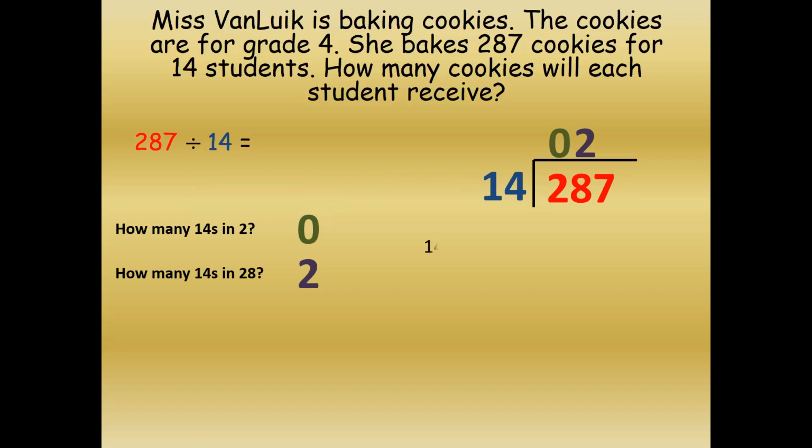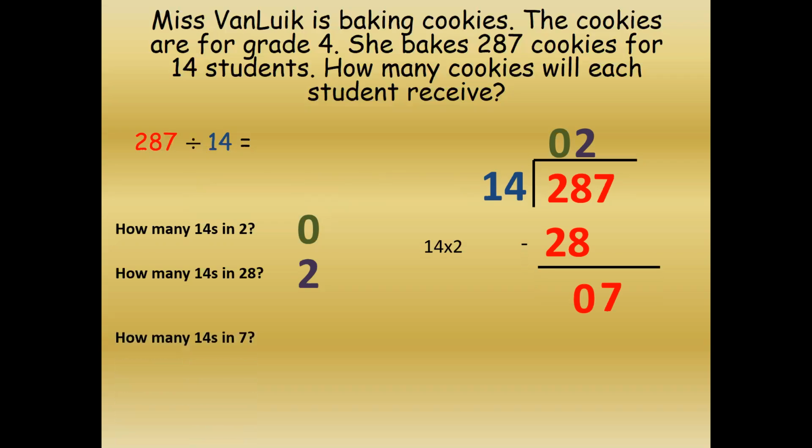So now we have to do 14 times 2. So think about that for 1 second. 14 times 2, 2 times 4 is 8, 2 times 1 is 2, so it'd be 28. Then we have to subtract. So 28 minus 28 is equal to 0. Then we have to bring down the 7.